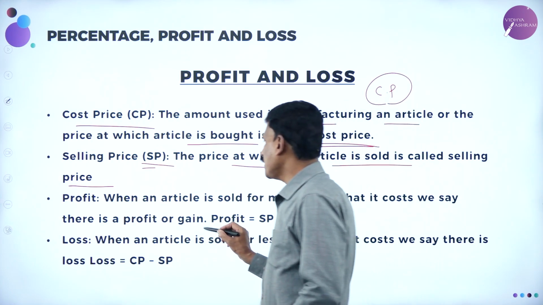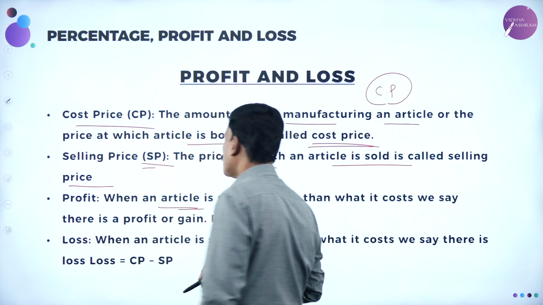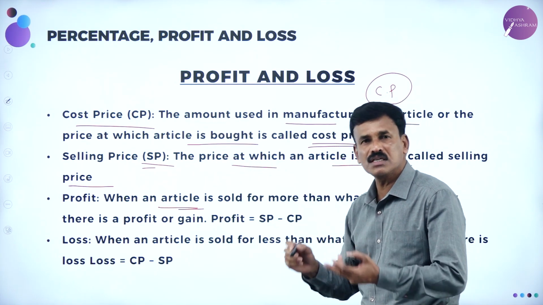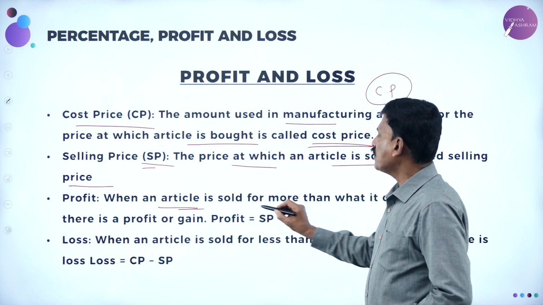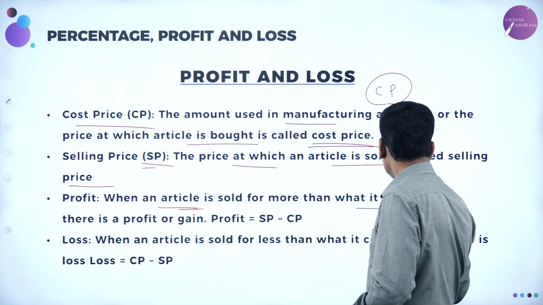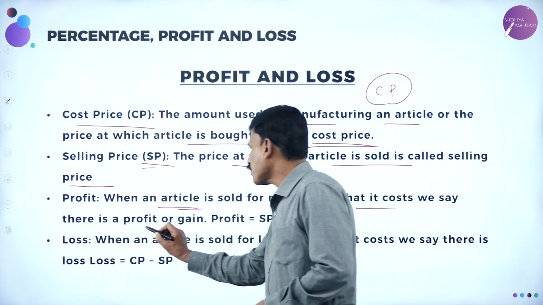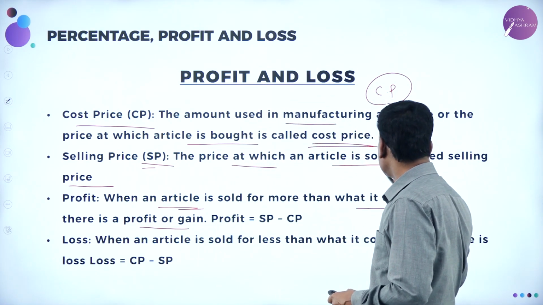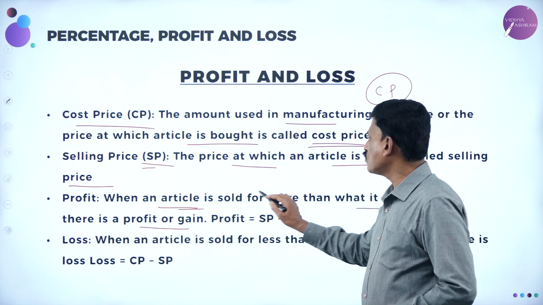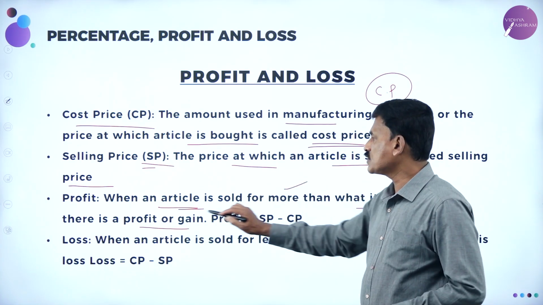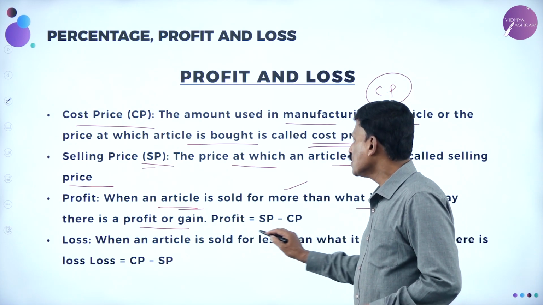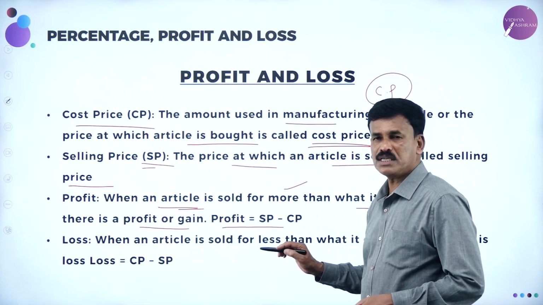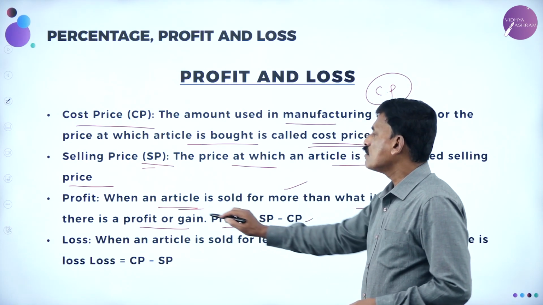Now what is profit? The profit is the difference between these two. The difference between cost price and selling price will give the profit. So when an article is sold for more than what it cost, we say there is a profit or a gain. The profit is given by selling price minus the cost price. Selling price minus cost price will give the profit.